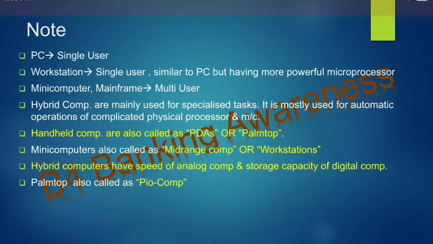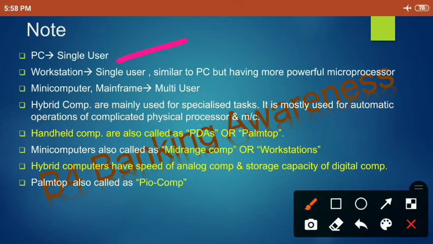PCs are single user computers. Workstations are single user. They are similar to PC but having more powerful processor or microprocessor. Mini computer or mainframe computers are multi-user computers. Hybrid computers are mainly used for specialized tasks. They are mostly used for automatic operations of complicated physical processes and machines.